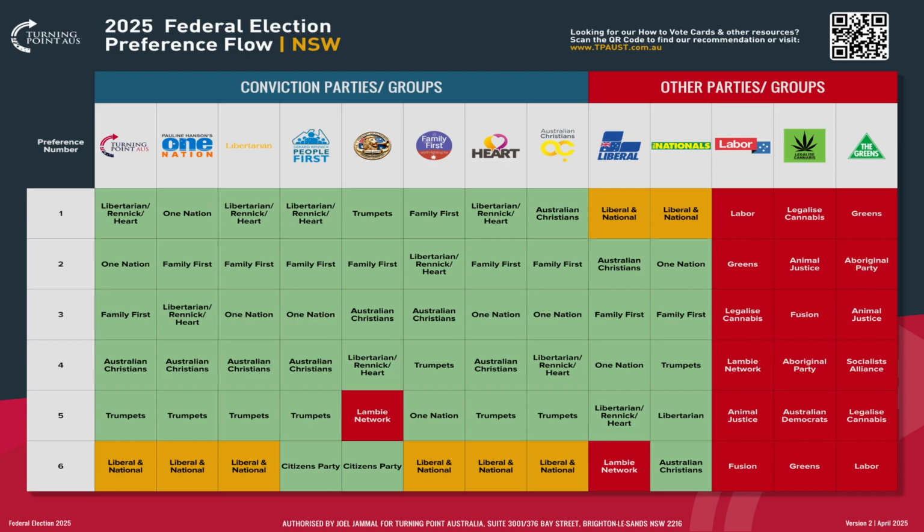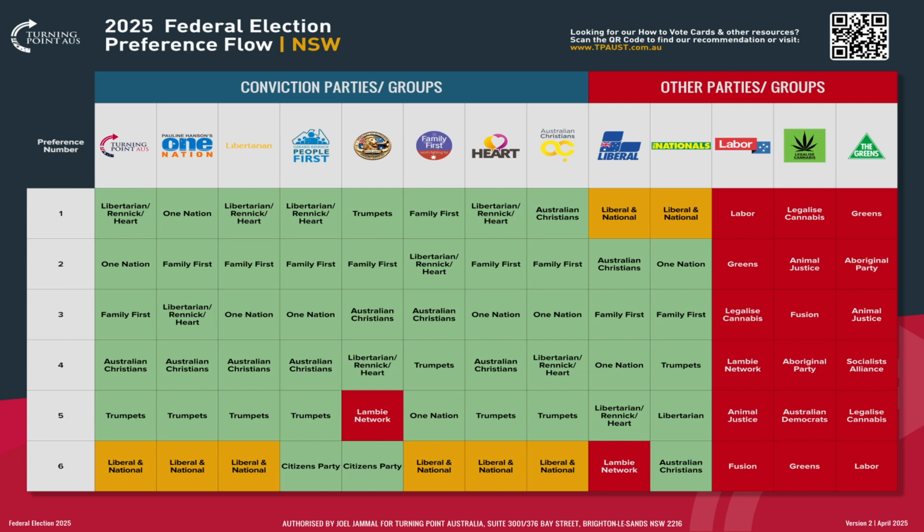Now, here's some resources that you might want to look at. This is from Turning Point Australia. Joel Jammal and Turning Point Australia have done some very good graphics here that you can see where all the parties are voting in the Senate. And as you can see down the bottom there, most of the parties have put a backstop as one of the majors. Turning Point itself has used the Liberals Nationals as their backstop. So is One Nation, so is the Libertarians, so is Family First and the Heart Party, and also the Australian Christians. People First and the Trumpeter Patriots are the only outliers. They haven't had any backstop at all.